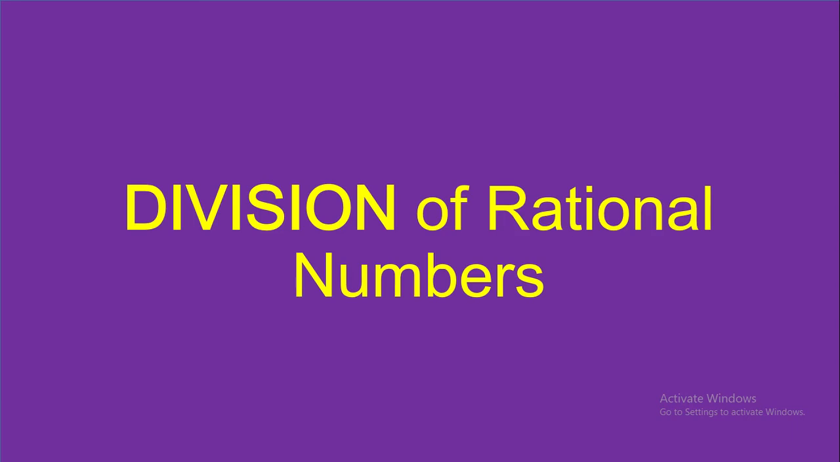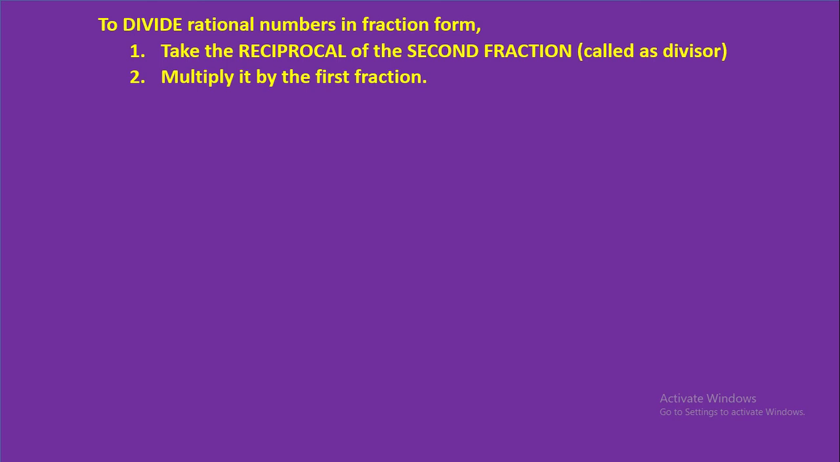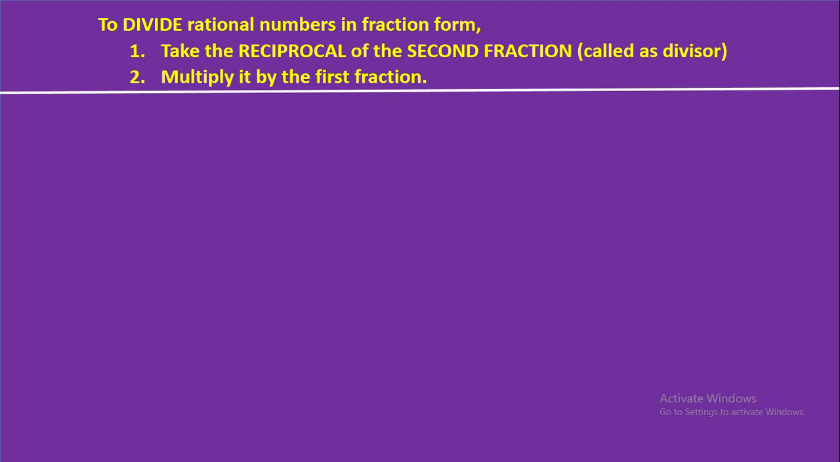So let's proceed about division of rational numbers. These are the steps in dividing rational numbers. First, take the reciprocal of the second fraction, or called as the divisor, and second, multiply it by the first fraction. So in symbol, we have a over b divided by c over d. Our first fraction is a over b, and our second fraction is c over d.